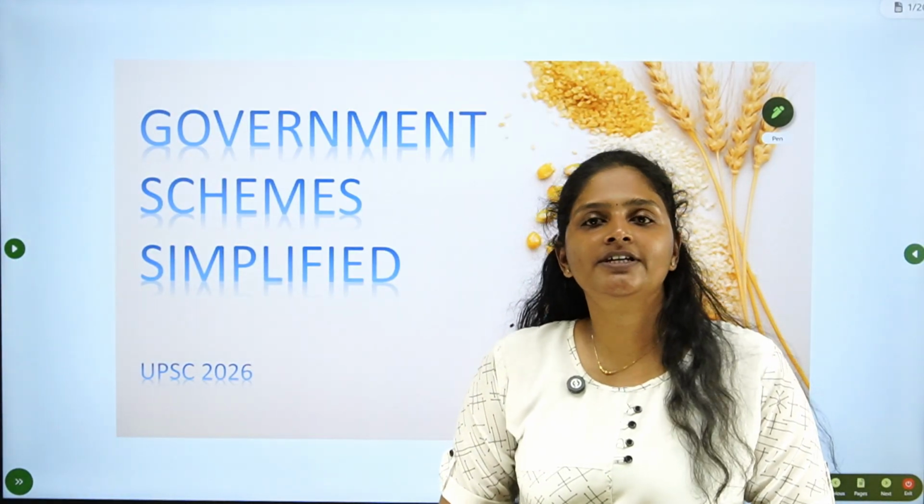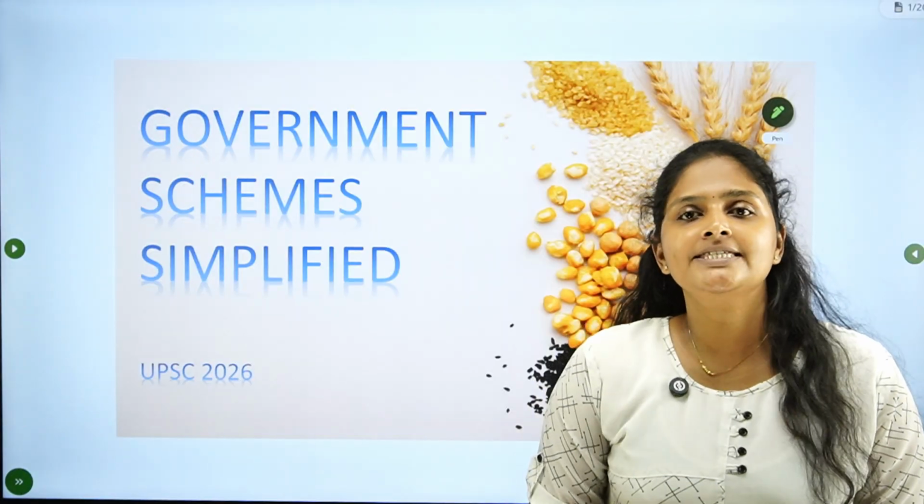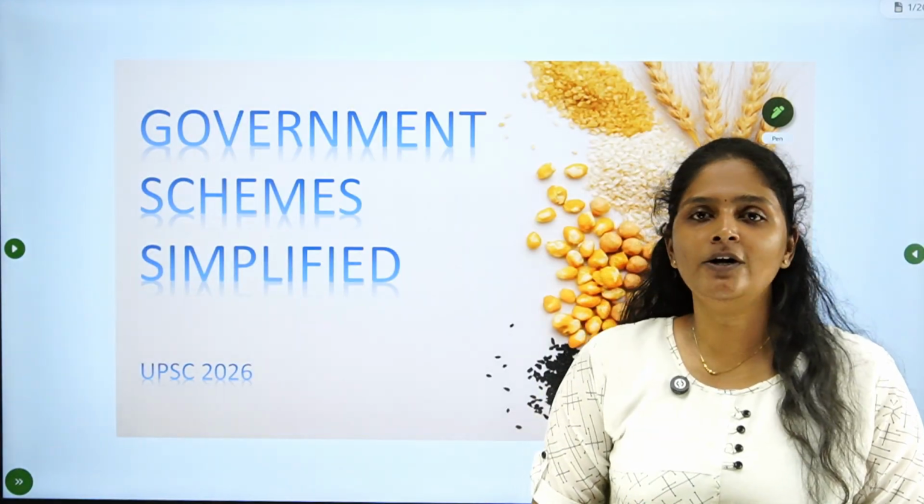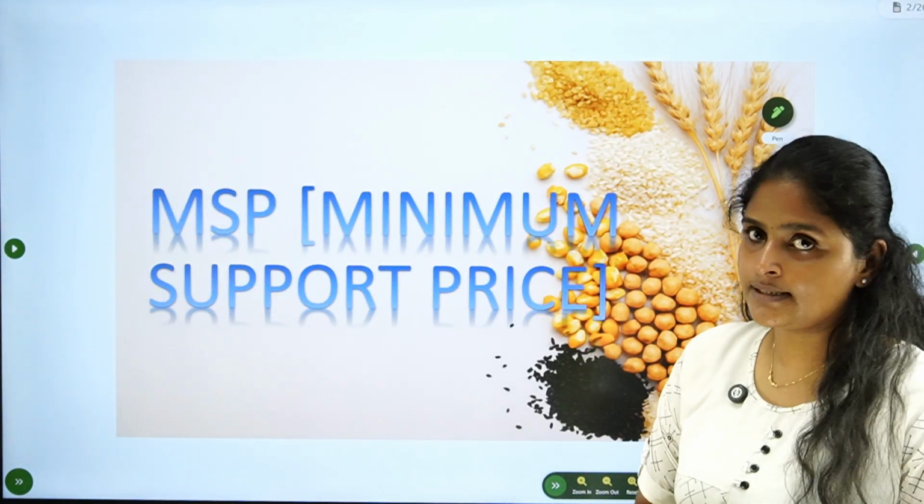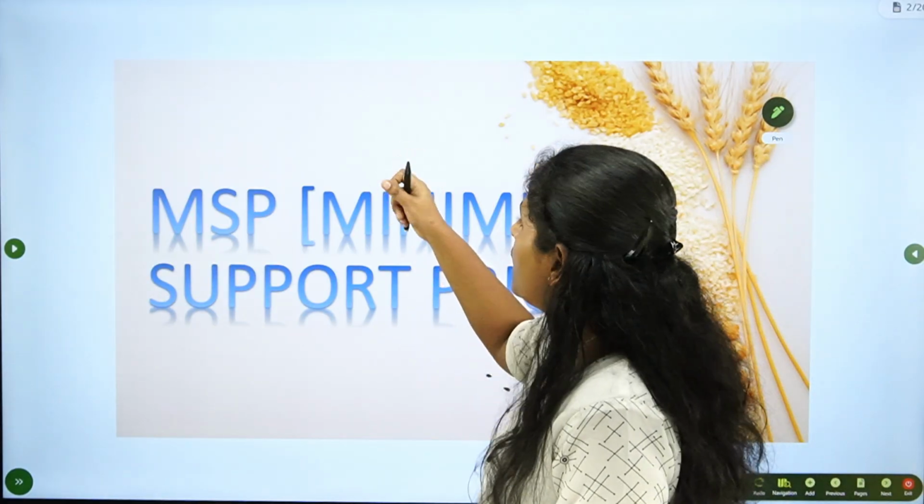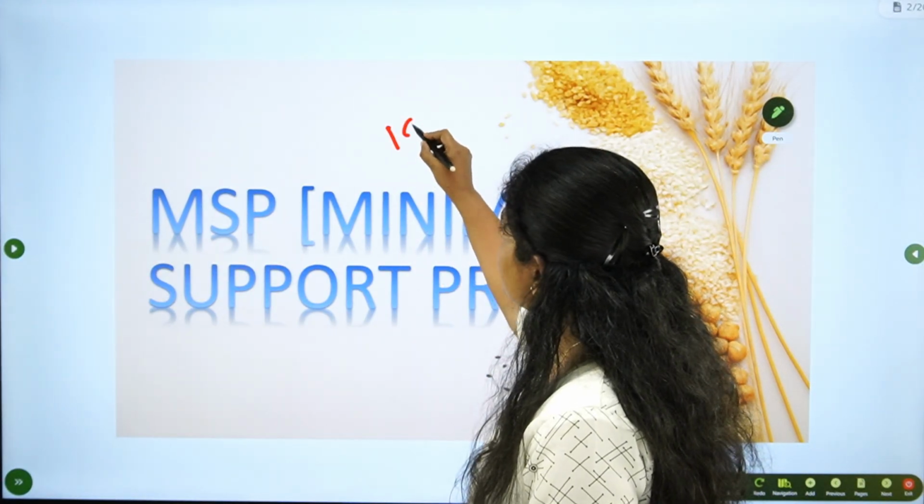Today we are going to discuss a government scheme that is very old, and that is MSP or Minimum Support Price. This was a scheme that was launched in 1966.